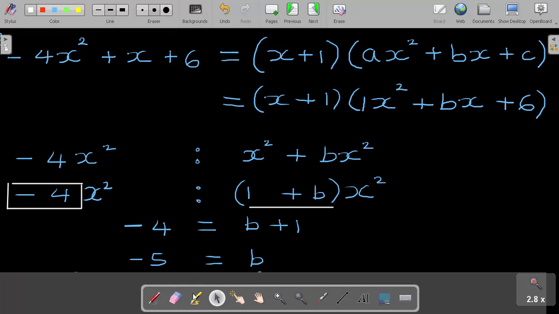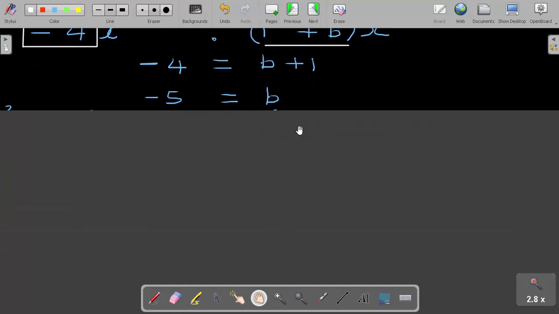And once I get the b, now I can go ahead and solve my quadratic, because I have the a, the b, and the c. What is our b here? It's -5. Why? Because -4 minus 1 gives us -5. Let us proceed here.